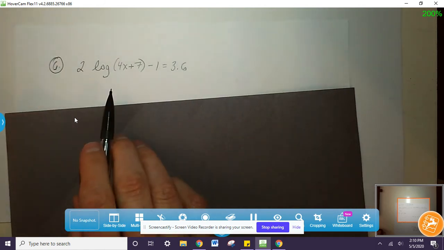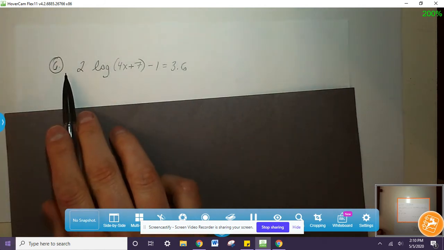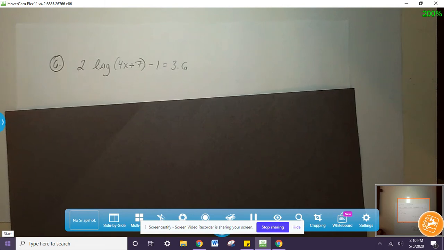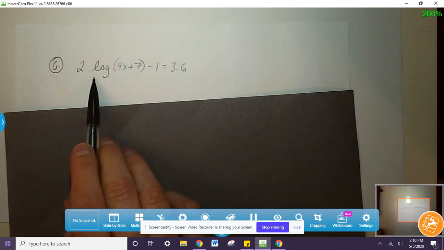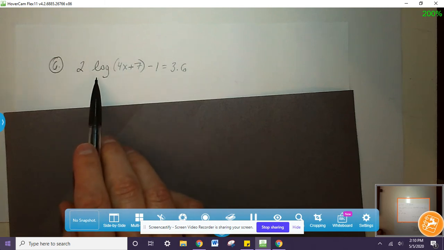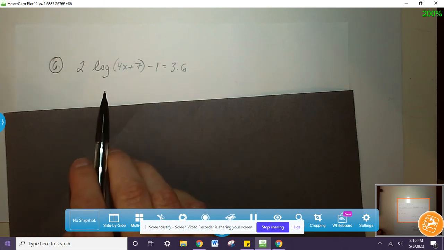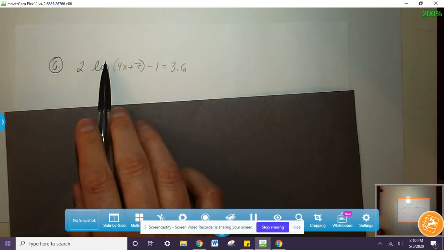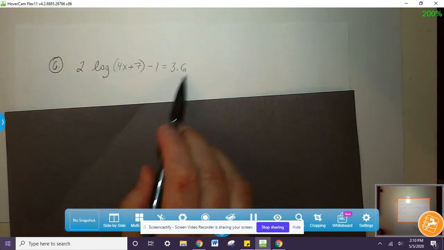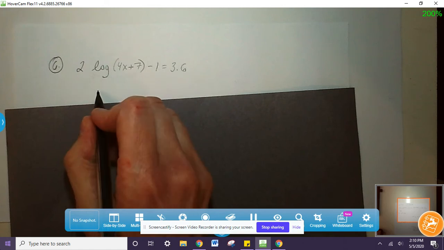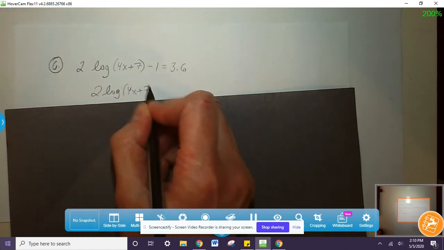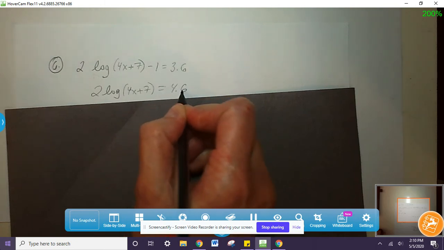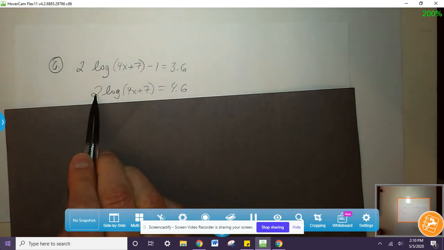So taking a look at number 6, this is different than some of the other ones we've seen so far because there's no exponential function. So this is an equation that has a logarithmic function instead. So the first thing we want to do is get the logarithmic function by itself. We want to isolate it. So let's slide that 1 to the other side by adding it. And then the next step I want to take is to divide both sides by 2.